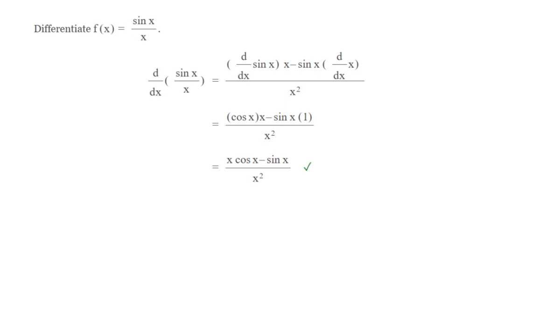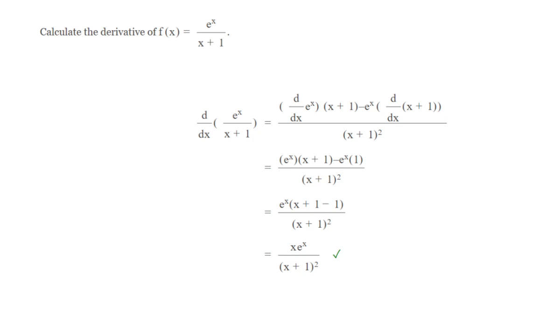So d by dx of sin x by x is equal to d by dx of sin x into x minus sin x into d by dx of x, whole divided by x square. So that is cos x into x minus sin x into 1, whole divided by x square, that is equal to x cos x minus sin x whole divided by x square.